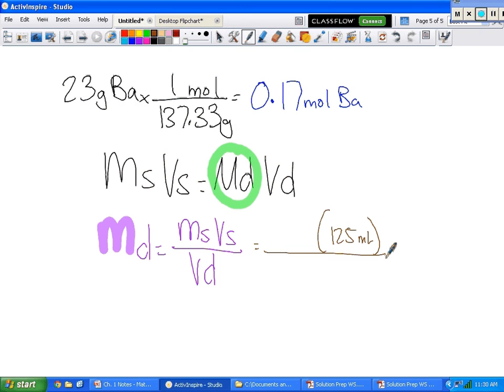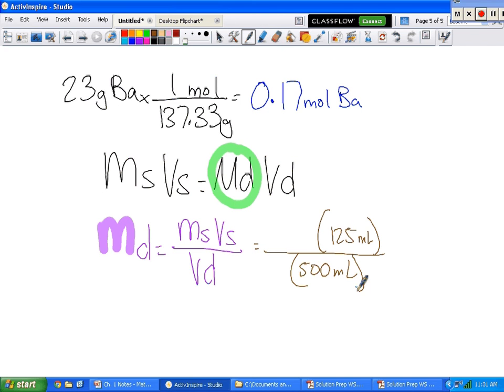VD, the volume of the dilute, right? Which is 500 milliliters. Now, some of you are looking at this like, hold on, wait a minute. Do I have to be in liters here?